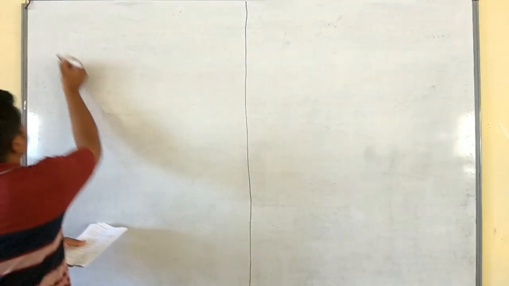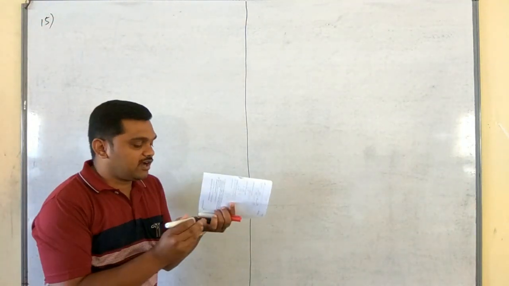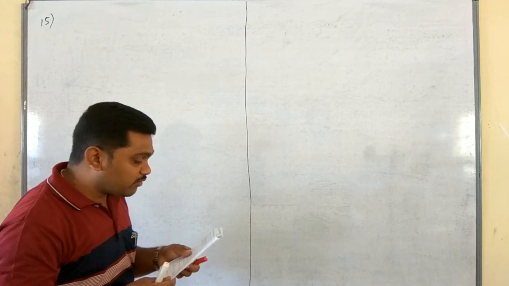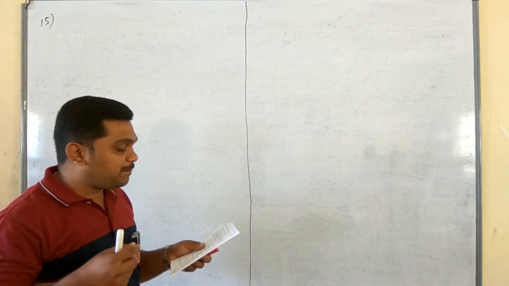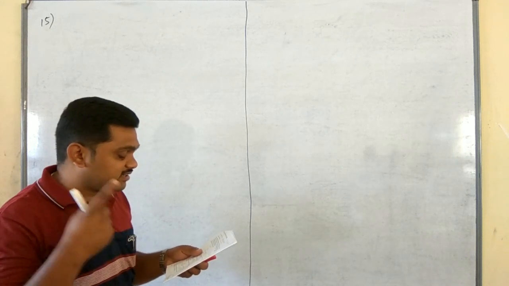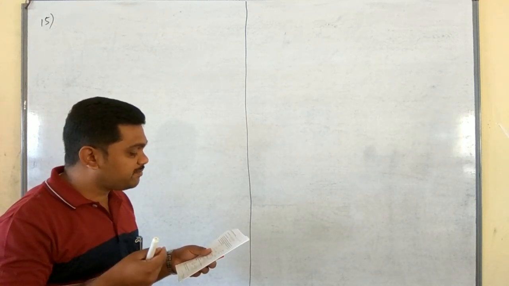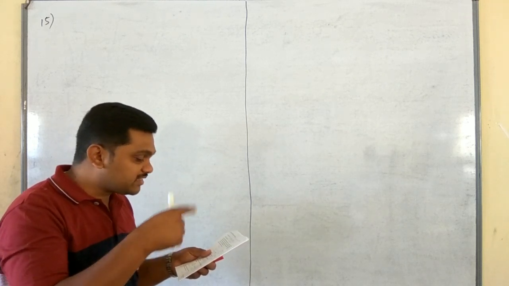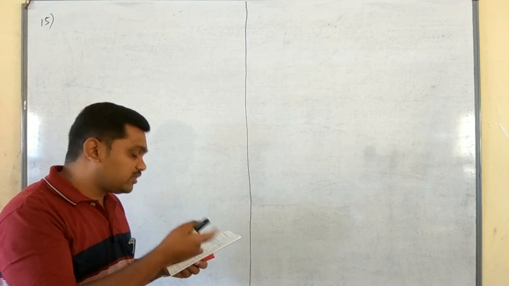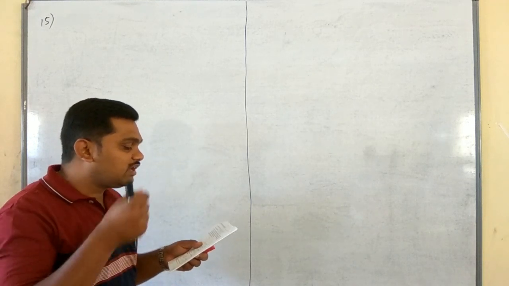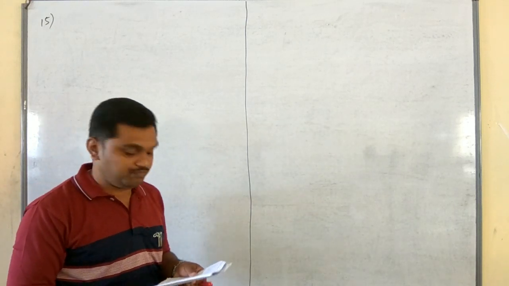Question number 15 says that a battery of internal resistance 3 ohm is connected to a 20 ohm resistor and the PD across the resistor is 10 volt. If another resistor of 30 ohm is connected in series with the first resistor and the battery is again connected to the combination, calculate the EMF and terminal PD across the combination.